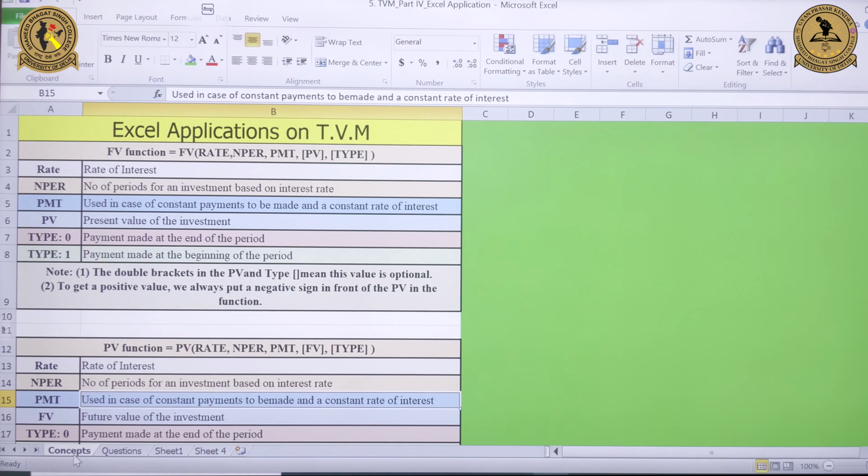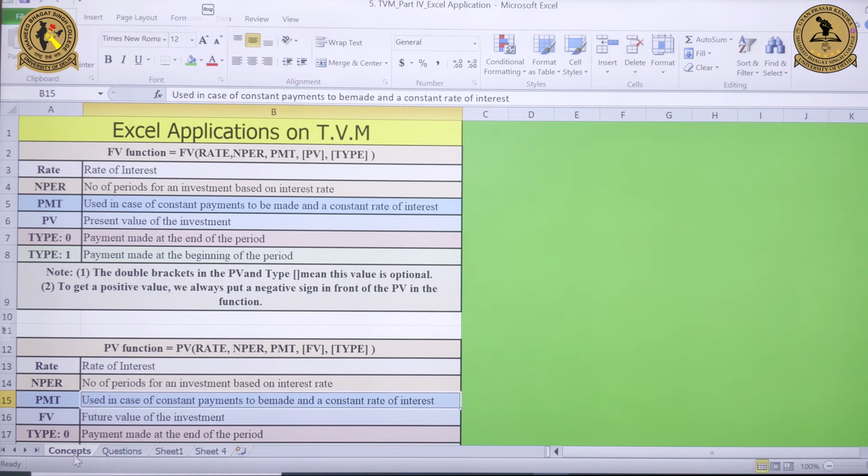Myself, Dr. Rishabh Gupta, and in today's session, we will be understanding the MS Excel application on time value of money. So, after understanding the basic concepts of time value of money involving compounding and discounting techniques, we shall now focus upon how we can solve these numericals based upon these techniques using Microsoft Excel.